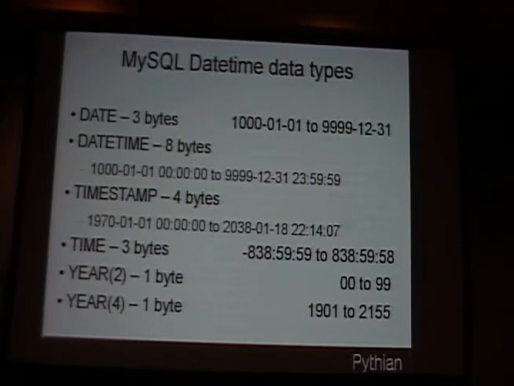That goes from January 1st of 1970, the epoch, to the Y2K of January 18th, 2038 at 22:14 seconds, so mark the calendar now. The time itself is 3 bytes, and it goes from negative 838 hours, 59 minutes, and 59 seconds to 838 hours, 59 minutes, and 58 seconds. Why would you ever have time that has more than 24 hours? That's because it could be like elapsed time. Year 2 is 1 byte, and it's from 00 to 99 if you like Y2K issues. And then year 4 is 1 byte also. So it's the same 1 byte. It's just really what you're displaying, and it's 1901 to 2155.